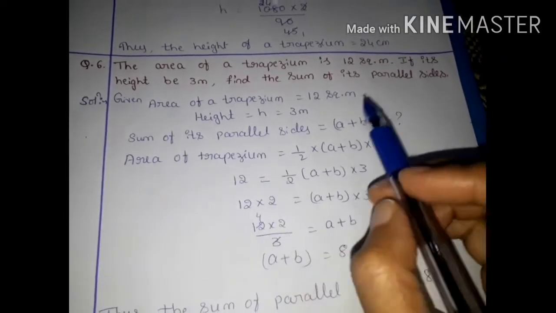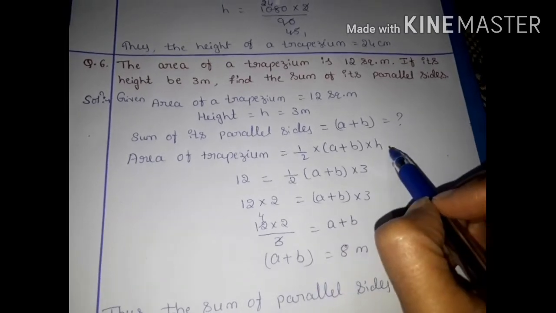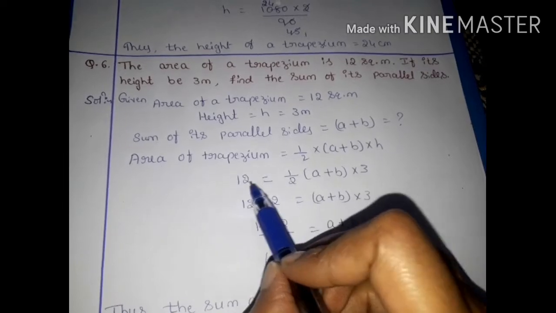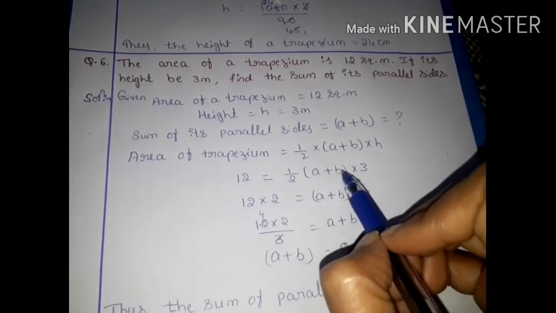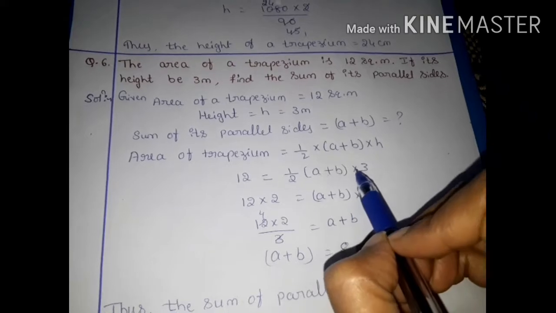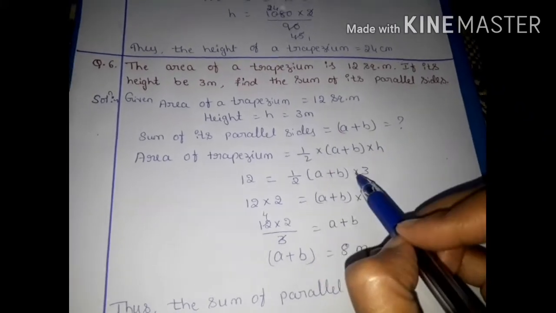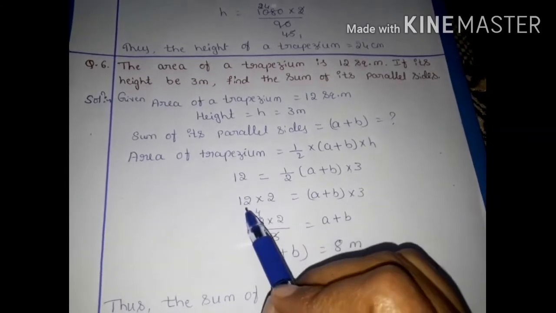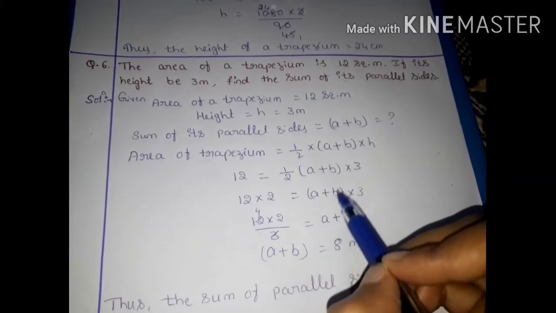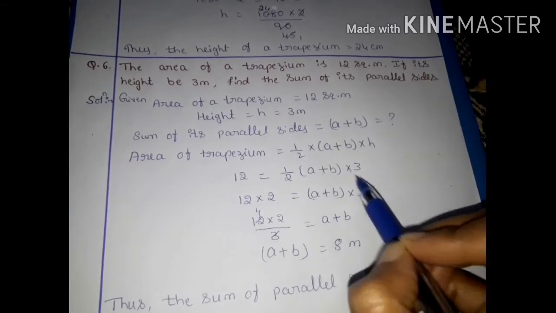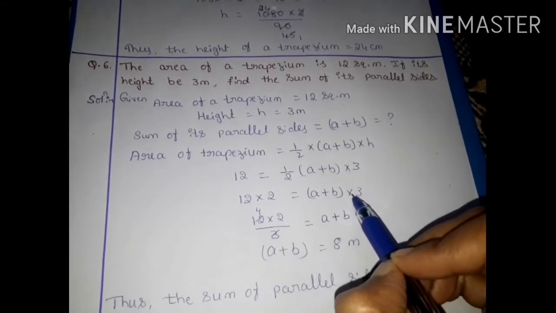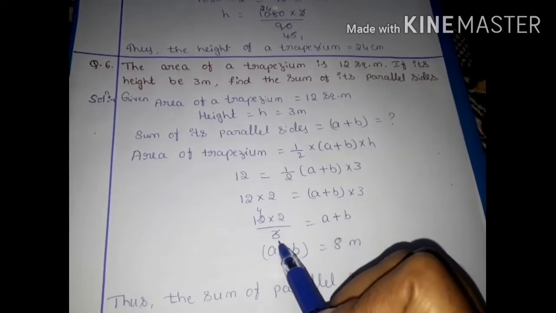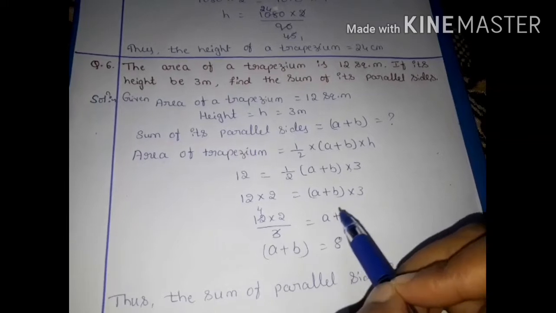Area of trapezium formula: half into A plus B into H. Substitute the values. Trapezium area given is 12, equals half into A plus B, which you have to find, as it is, into H value 3. Take 2 to the LHS side: 12 into 2 is equal to A plus B into 3. 3 also take to the LHS side. Here it is multiplied, so when you take it to the LHS side, it is going to divide. 12 into 2 divided by 3 is equal to A plus B.